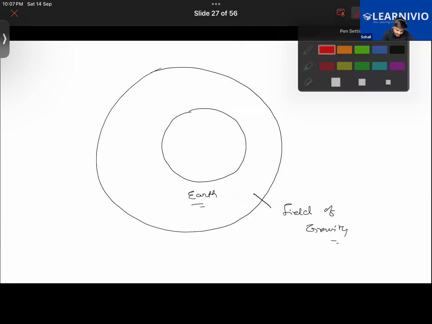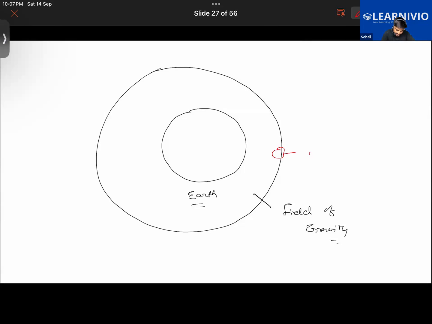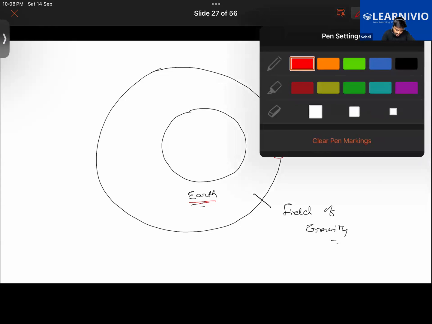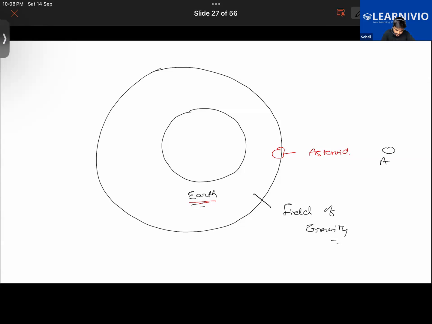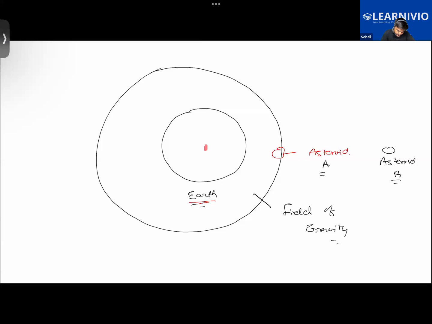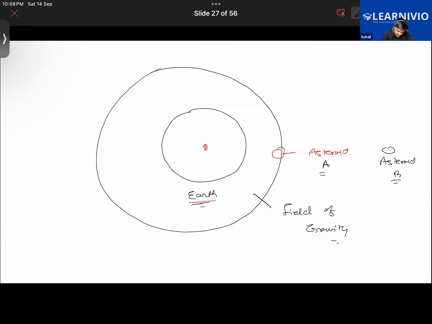Let us say that there's an asteroid here, asteroid A, and there is another asteroid B here. This is the center of the Earth, and this is the distance between the center of the Earth and asteroid A. And this one is the distance between the center of the Earth and asteroid B.